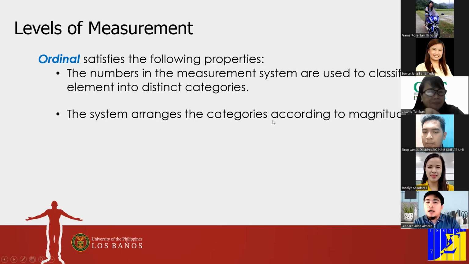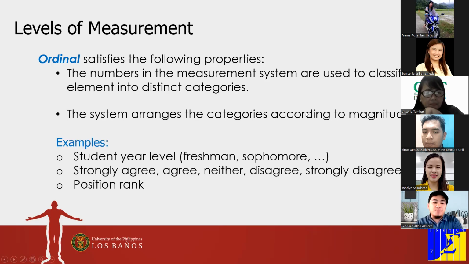So you can now rank. So examples, say student year level. So freshman, sophomore, junior, and senior. We know that si sophomore mas mataas ang year level niya compared kay freshman. So we can now put an order or ranking sa kanila. We can arrange them increasing or decreasing.